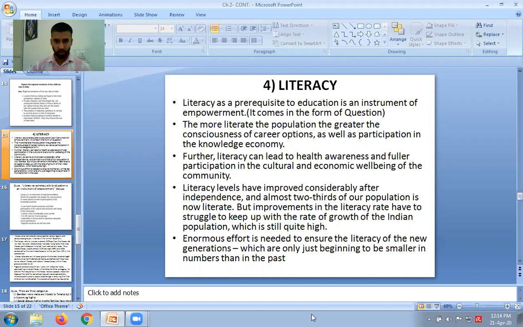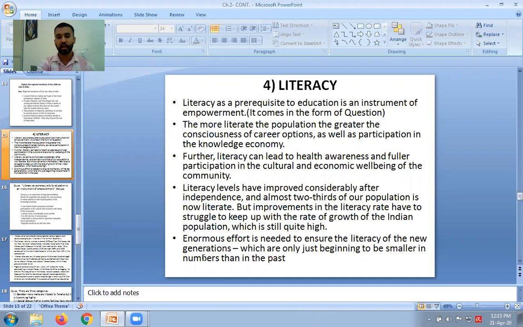Although there are certain laws, certain legislations that are passed by parliament to support primary education, where it is mentioned that primary education is mandatory for everyone. Education up to 14 years of age is mandatory. So government has tried to raise the literacy level of our population.